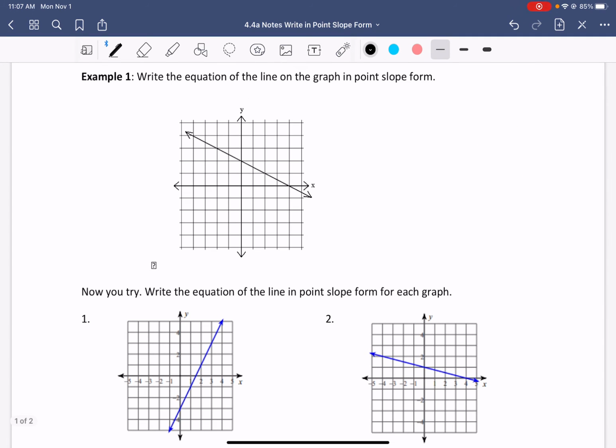All right, write an equation of a line of a graph in point-slope form. So we're writing it in y minus y1 equals m times x minus x1. All right, so one, we need to identify the slope. So we have a point here, a point here. When you're wanting to identify the slope, you need two different points on the line. And then you're counting your rise over run. So we're going to rise 1 and run 2. Okay, you then need to determine it's a negative slope, so negative goes in front.